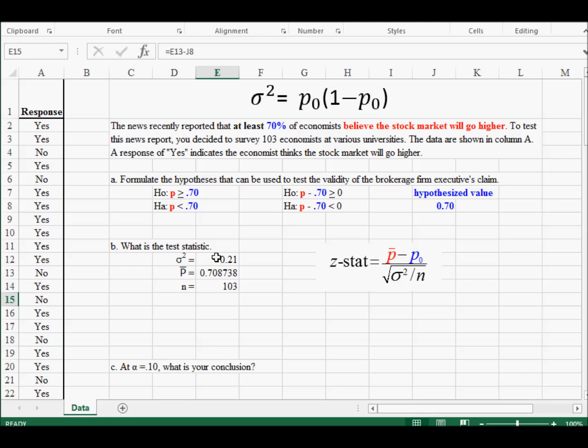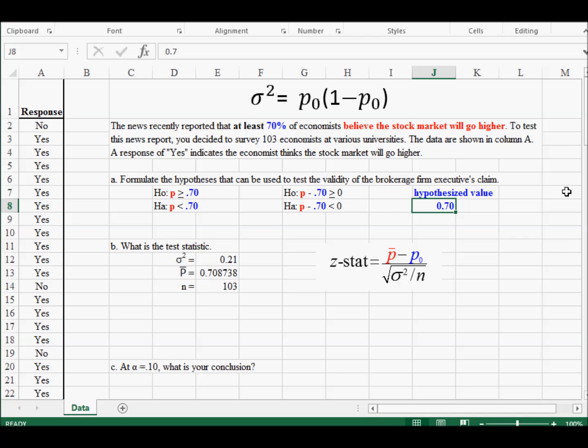Now notice the p-bar is changing every time I hit the F9 button on my keyboard. The reason is that every time I hit F9, I'm sampling 103 different economists and getting their responses. So all of us in this class should have a different p-bar. The sigma squared doesn't change from sample to sample because we use the hypothesized proportion to compute sigma squared in chapter 9.